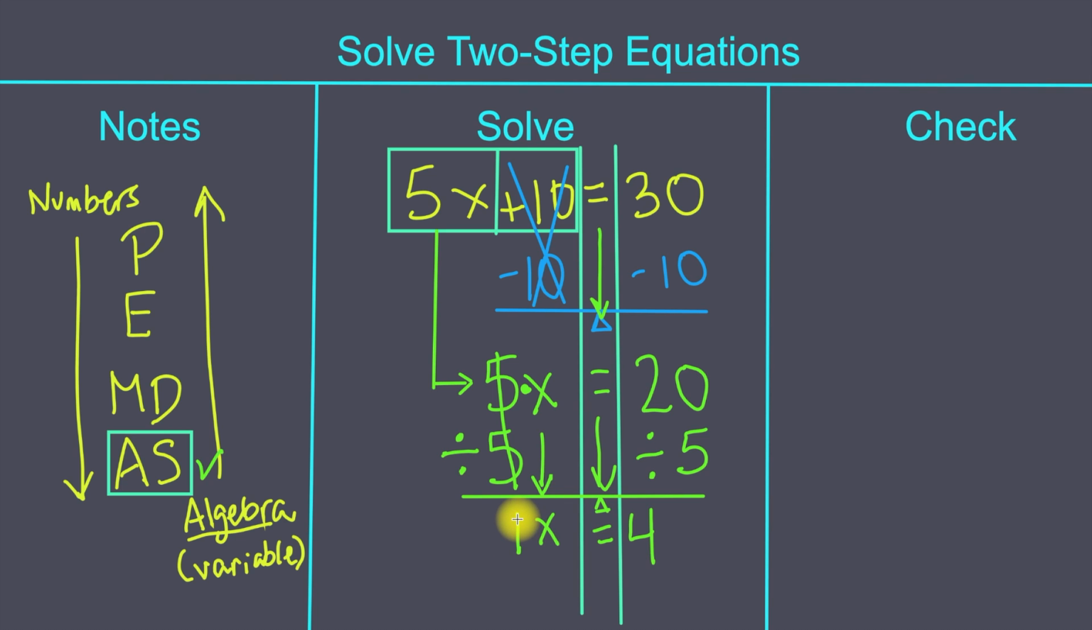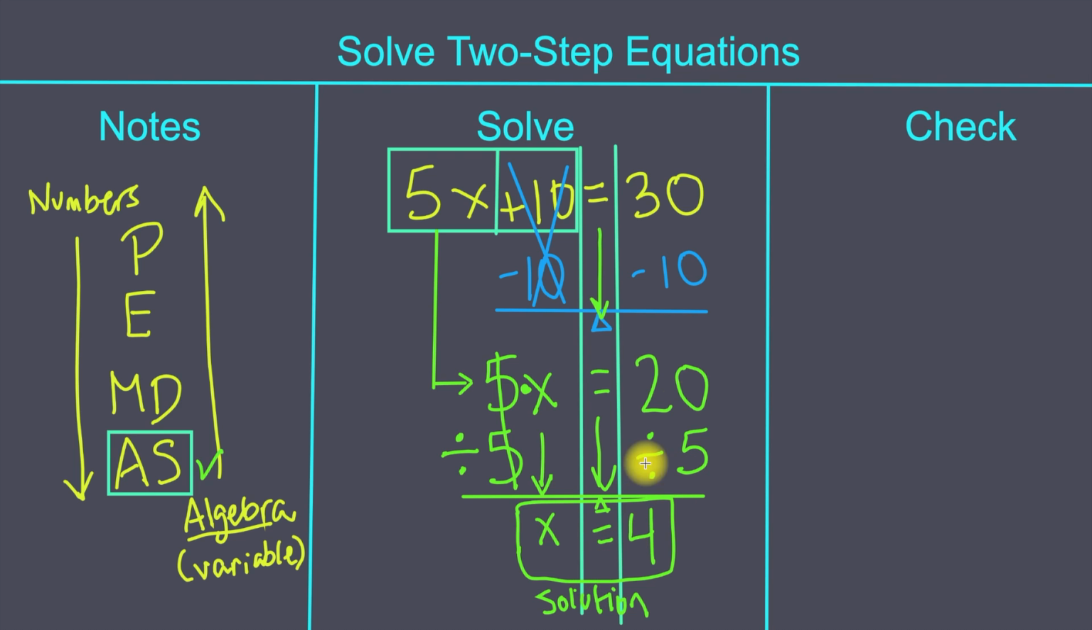So like I said before, we don't have to have this 1 here. So what I'm going to do is just make it part of the box. We're going to say x equals 4. And this here is our solution. So we're saying x equals 4. We have a variable on one side, we have a value on the other, and an equal sign in between them. This is our solution.